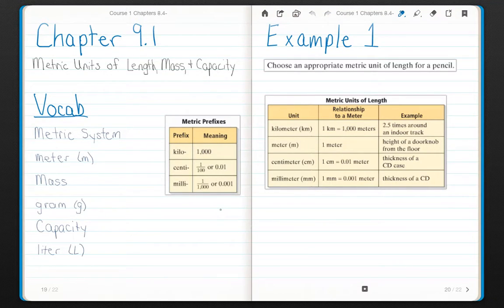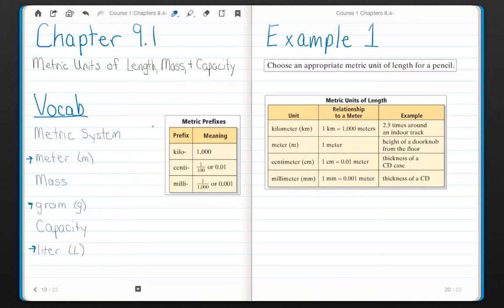Chapter 9.1, Metric Units of Length, Mass, and Capacity. So this chapter we're going to be working with the metric system. Remember that the metric system uses meters for length, grams for mass, and liters for capacity, how much something contains. So please make sure that you write your vocabulary down in your math notebook.